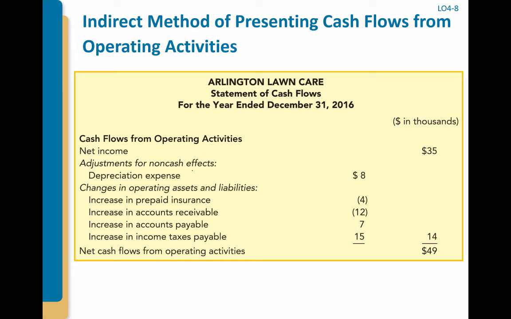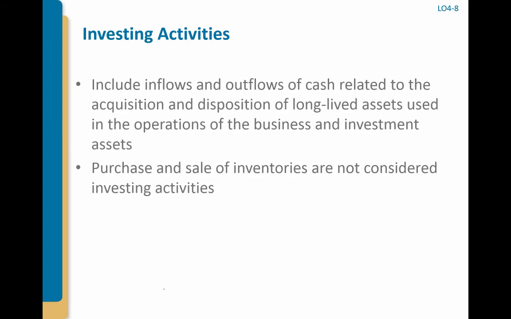And then in the indirect method, we start with net income and then we add depreciation expense, because depreciation expense is a non-cash item. Then we take the changes in our operating assets and liabilities. So we would look at our change in accounts receivable to get that portion.